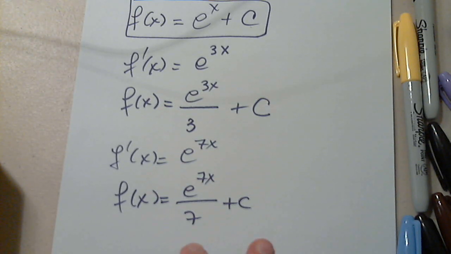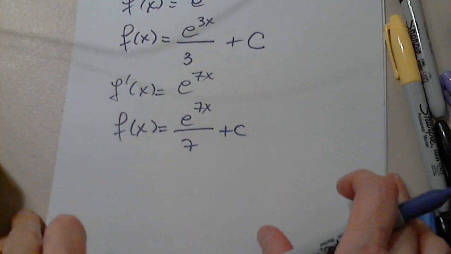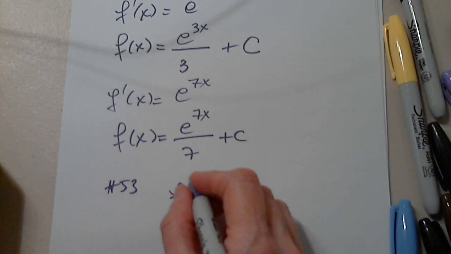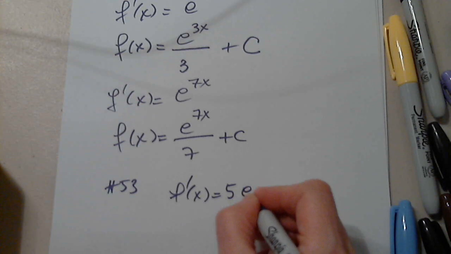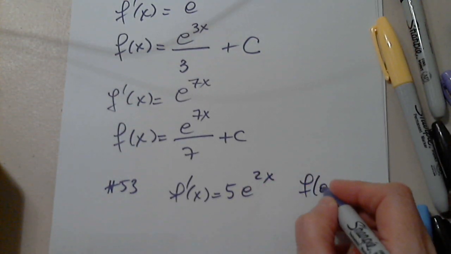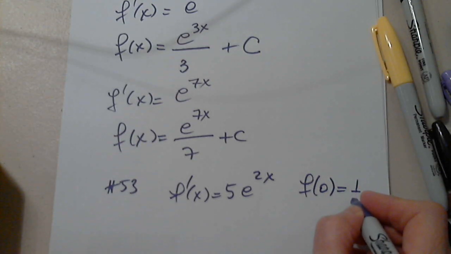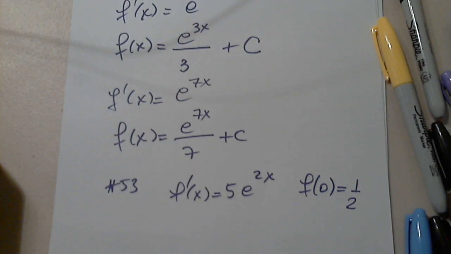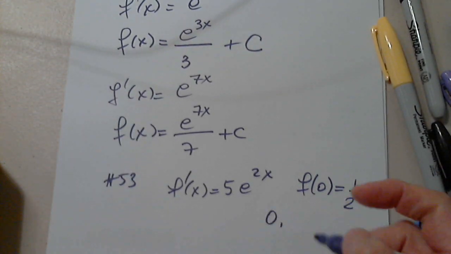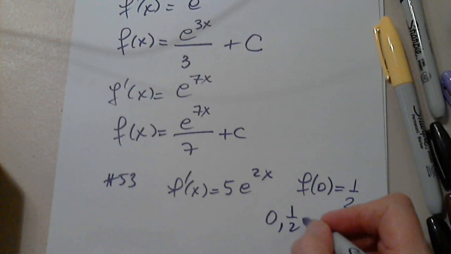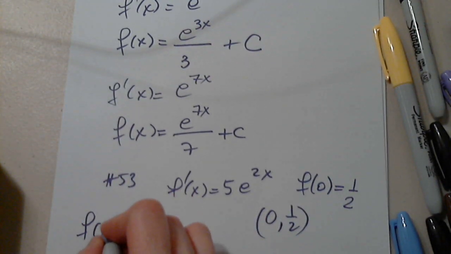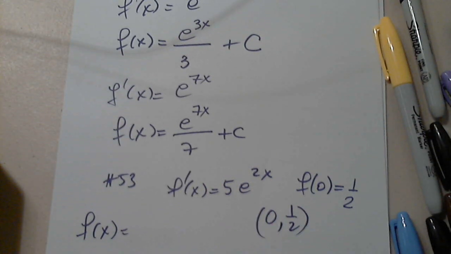So let's choose one with e to the x. Let's do 53 this time. Let's see what we get with 53. Well, they give us f prime of x equals 5e to 2x, and they are giving us an initial condition, f of 0 equals 1/2. Which means this is a point. What point? The point x equals 0, y equals 1/2. But first I have to find the most general antiderivative of this function.